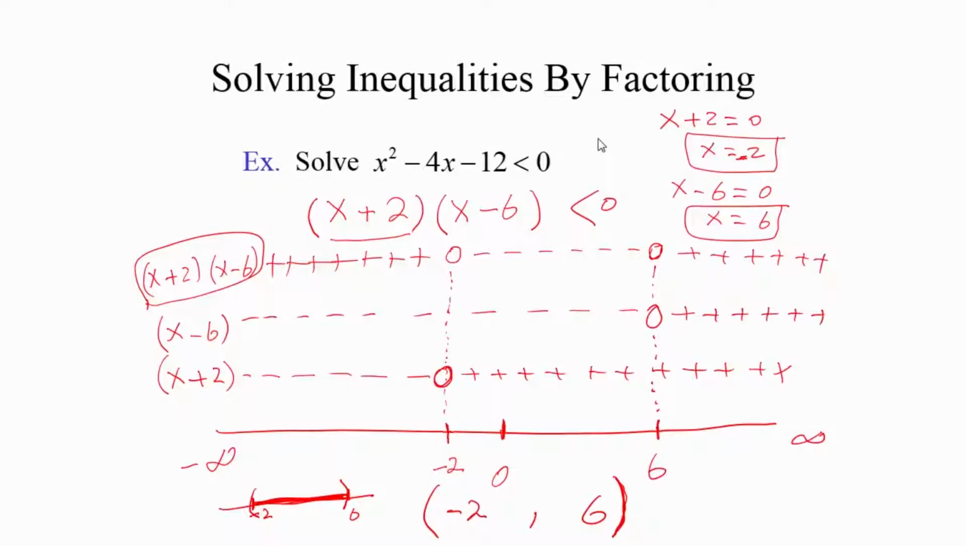So first you factor it. Then for each one of them, find the critical points, which is what we did: what makes them 0. Then you do your number line and you come up with the answer rather neatly and quickly.